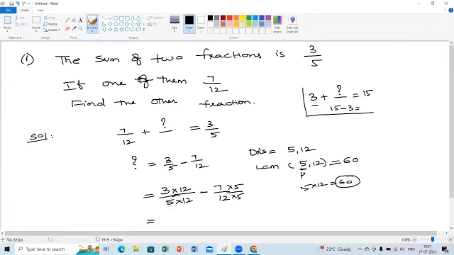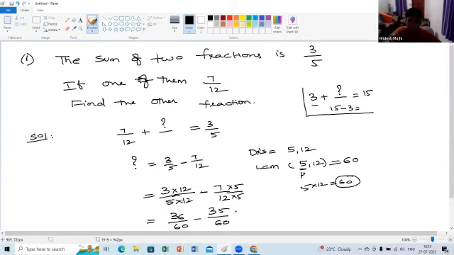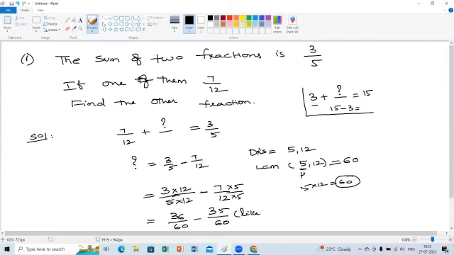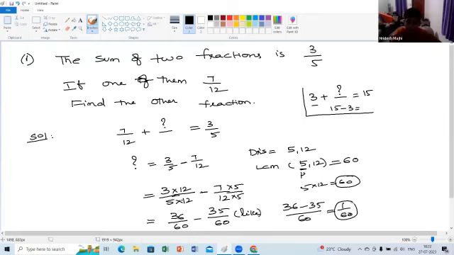What is the value of 3 into 12? 36. So 36 by 60. Here 7 5s are 35 by 60. Now these are like fractions. I can subtract the numerators and put the common denominator. It's 1 by 60. Very good, children. Hope it is clear.